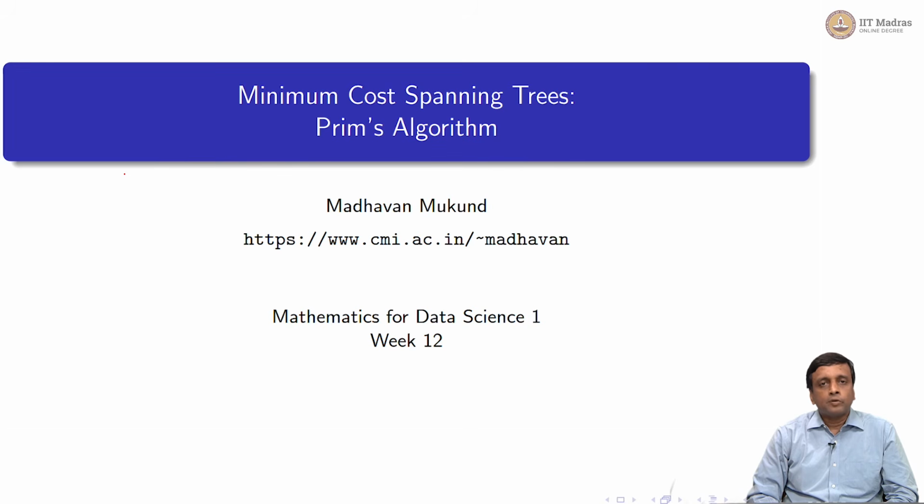So we are looking at minimum cost spanning trees and weighted graphs, and we said there are two natural strategies which are exemplified by two standard algorithms. The first one is Prim's algorithm.